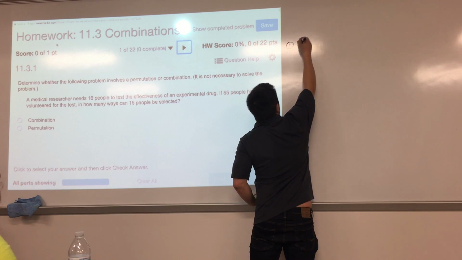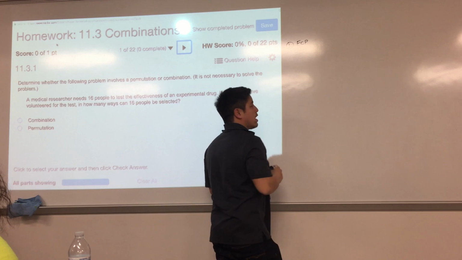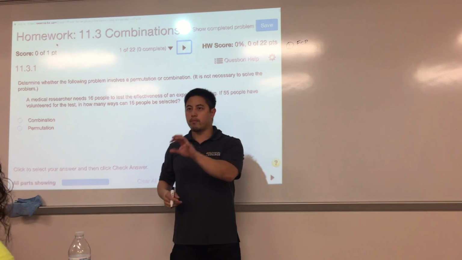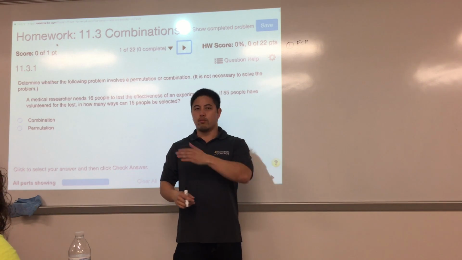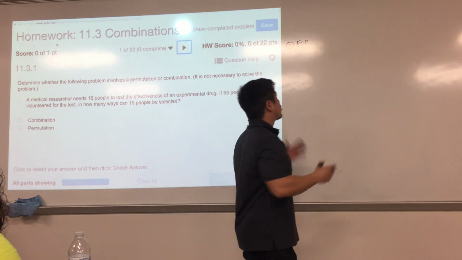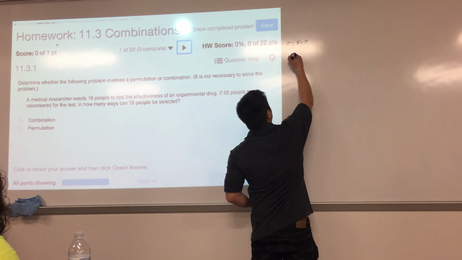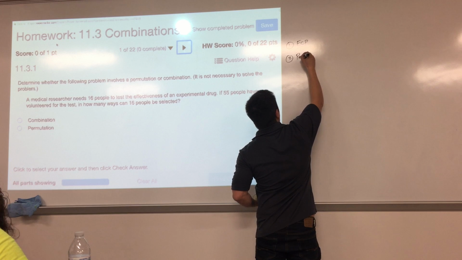Number one was the fundamental counting principle, and that says that you need to know the options you have, and then you multiply them together to figure out your total number of options. The second one was permutations, right?